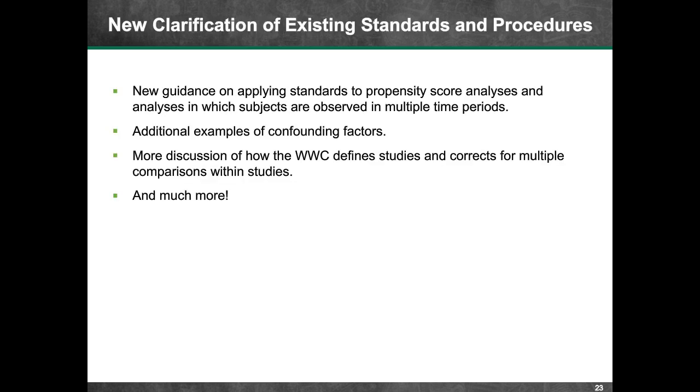Finally, the version 4 handbooks contain guidance on a number of issues that have been developed over the past 3 years, along with clarification and examples throughout the text. These include issues such as propensity score analyses, multiple period analyses, confounding factors, how a study is defined, and multiple comparison corrections.